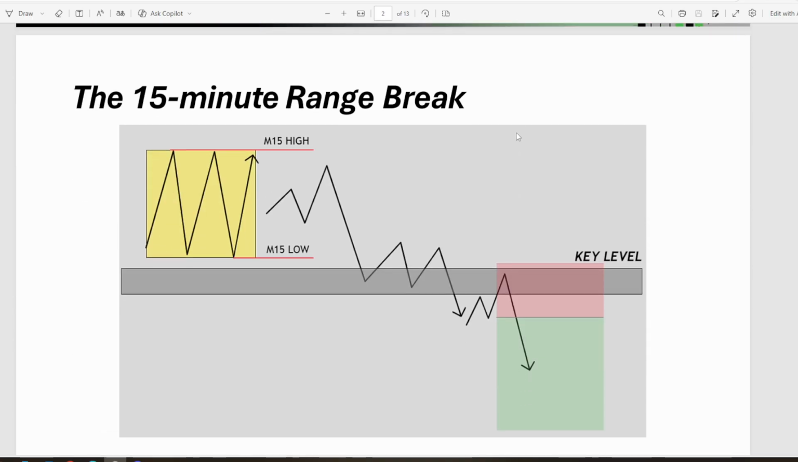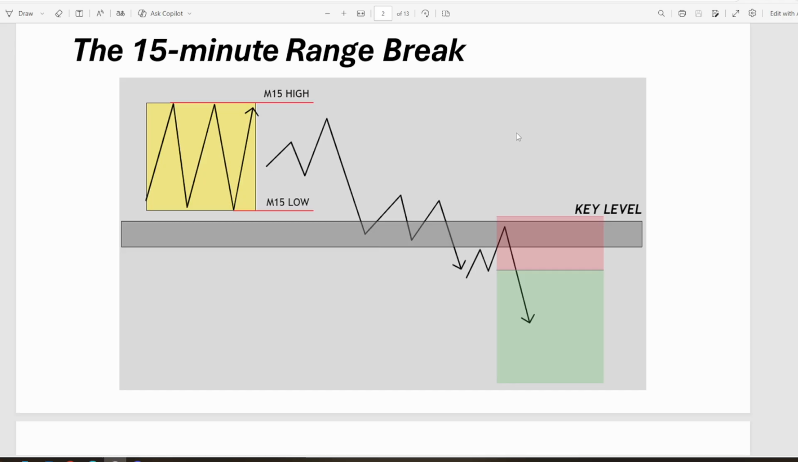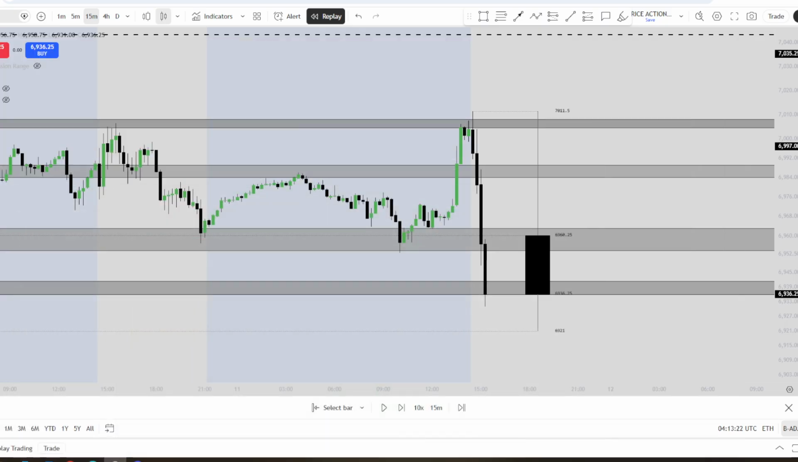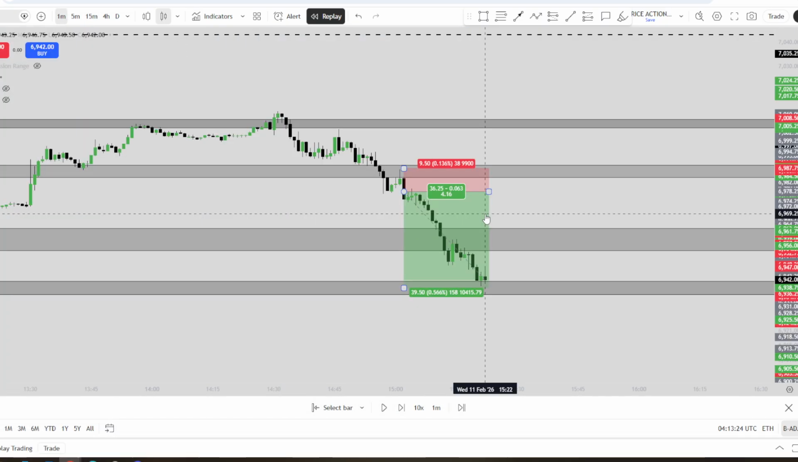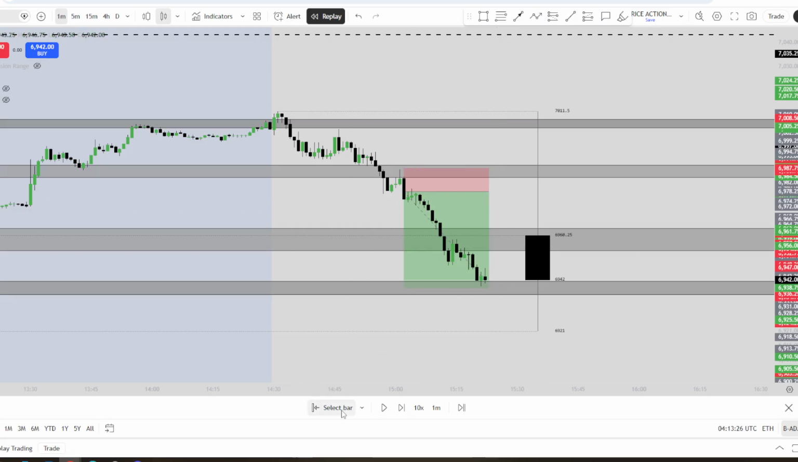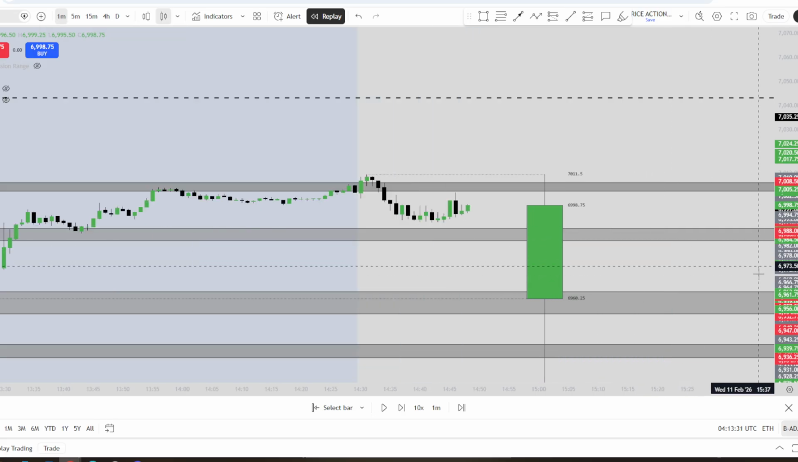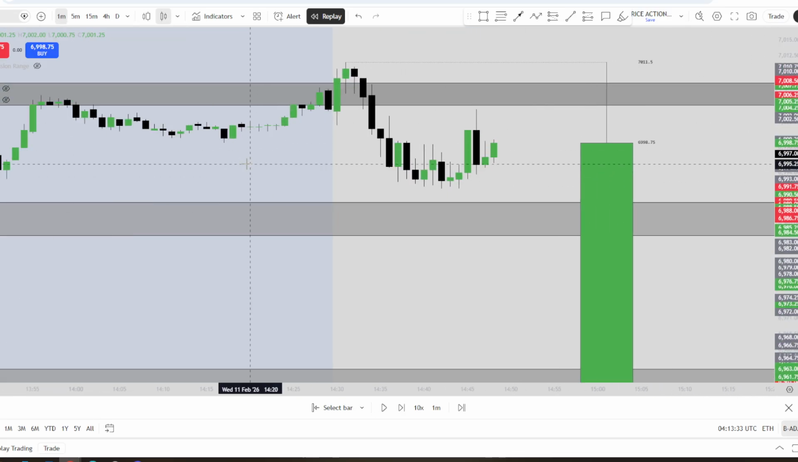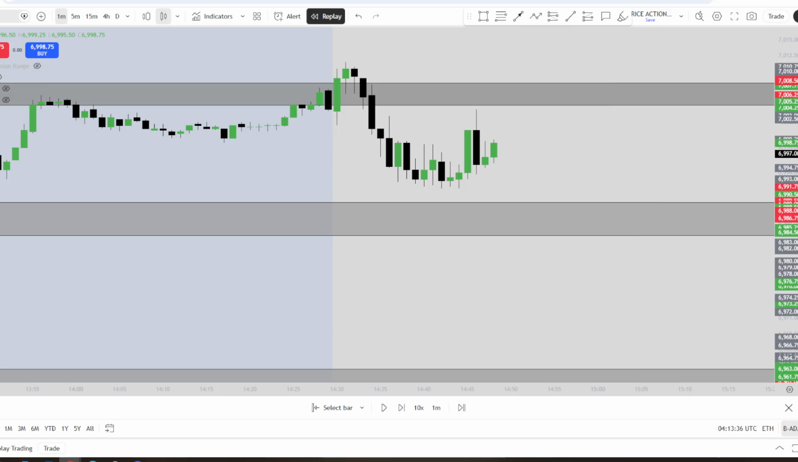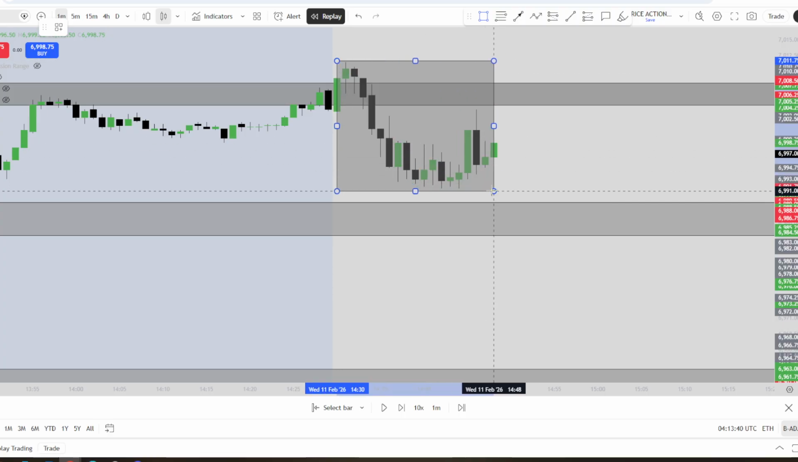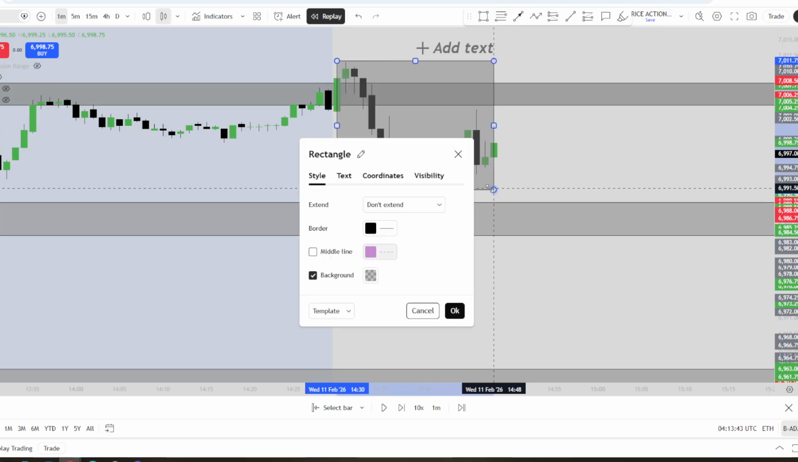On the 15-minute time frame, I'm looking for a 15-minute range break with a key level. The reason why I call it a range break is because I don't want traders to confuse this with the ORB. So this is not the ORB. It looks like the ORB, but it's not actually the ORB. The reason it's not the ORB is because I see a lot of traders focus on only the ORB. So what this means is they will try to enter based off a breakout.